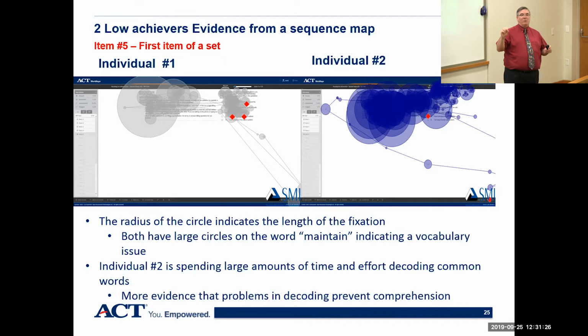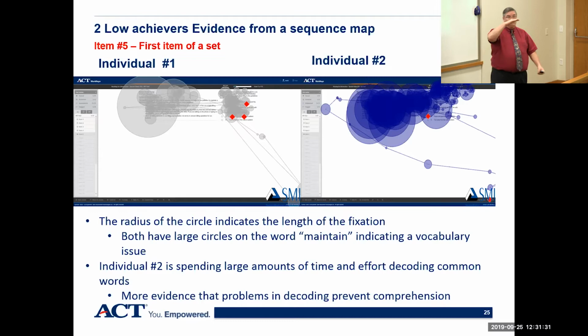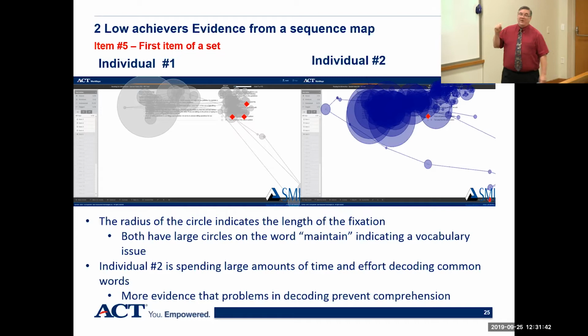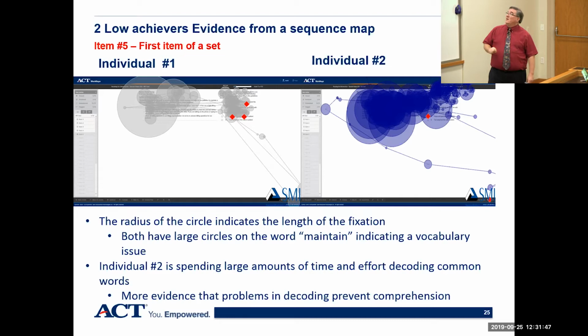Think about how a normal college graduate reads. You read left to right. Oh, wait, that didn't make sense. You jump back and you reread that part of the sentence. The bigger the circle, the more time. Reading experts will tell you that large circles indicate a failure to recognize a vocabulary word or a problem in decoding a word. This person on the left, all the six biggest circles are all words that are sixth grade or lower in the corpus. This person cannot understand sixth grade level vocabulary.